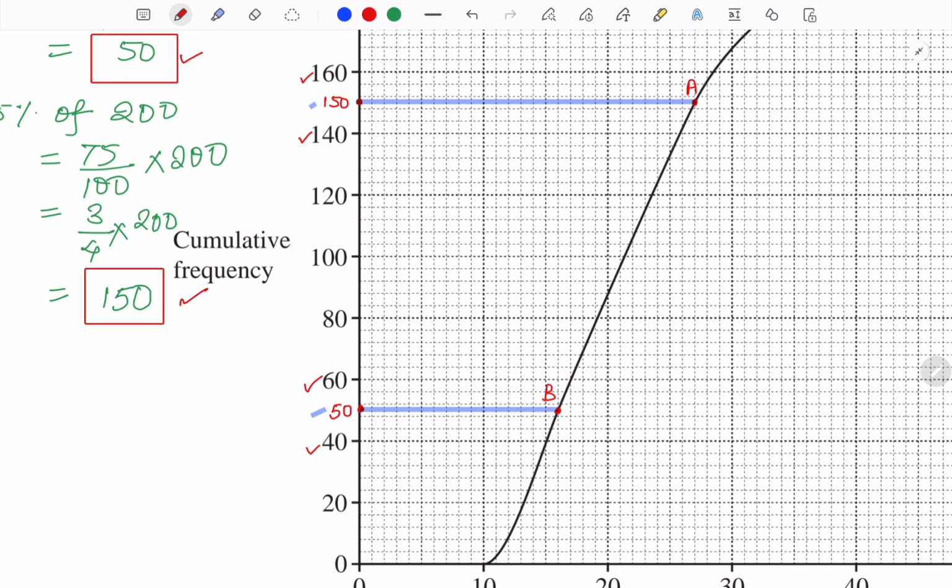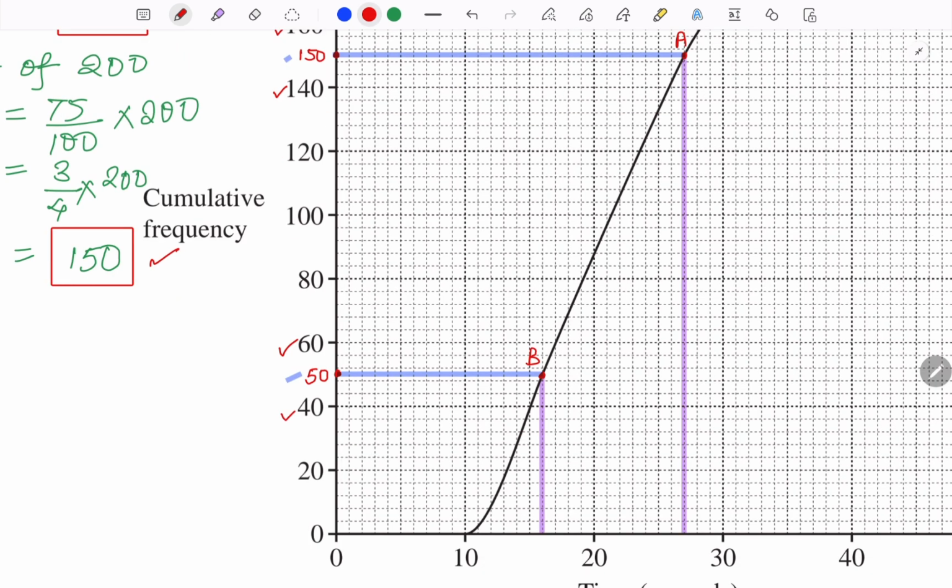Okay. The next step is to draw a perpendicular line from these 2 points on the x-axis. I'll show you how we can do it. See, here you can see that I have drawn 2 perpendicular lines, first from B on the x-axis, or the time axis, and here from A to the time axis. Let's call this point B dash and this one A dash.